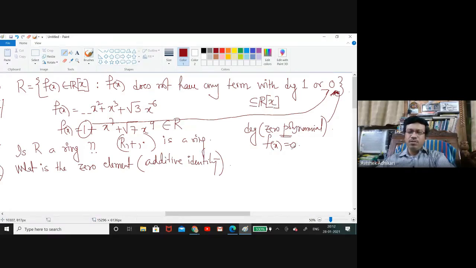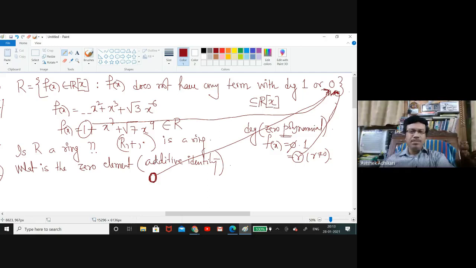It may be a constant polynomial. That means if it is 1, or anything r where r is not equal to 0, then it's a constant term and the degree will be 0. So in the case of the zero polynomial, there is no degree. That's why here it says that it does not have any constant term other than 0. So 0 is very much there, because there is nothing to deal with degree 0. Okay, so the additive identity is the zero polynomial.